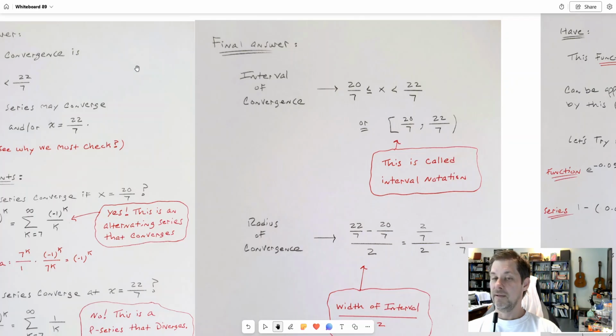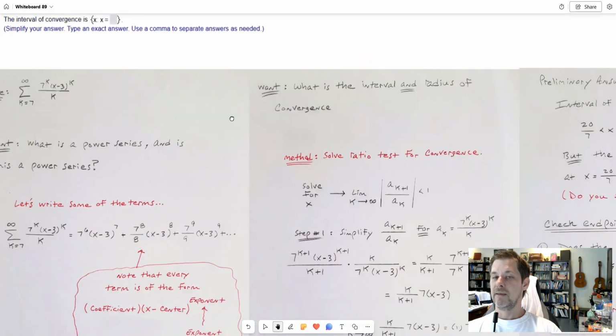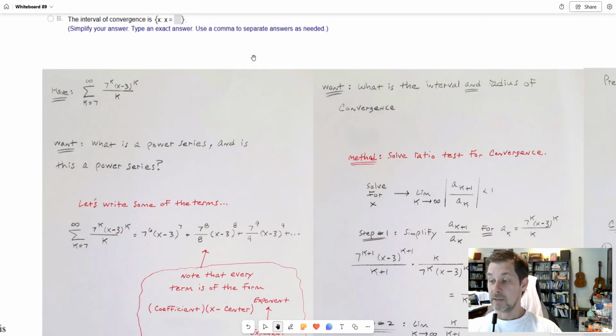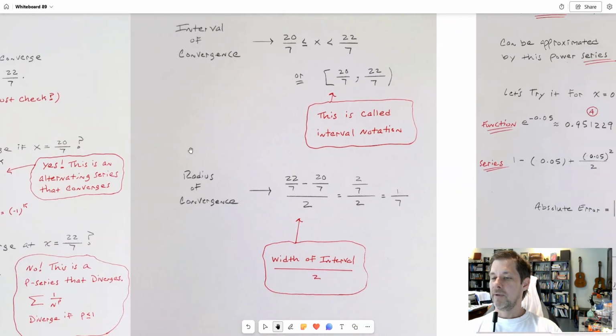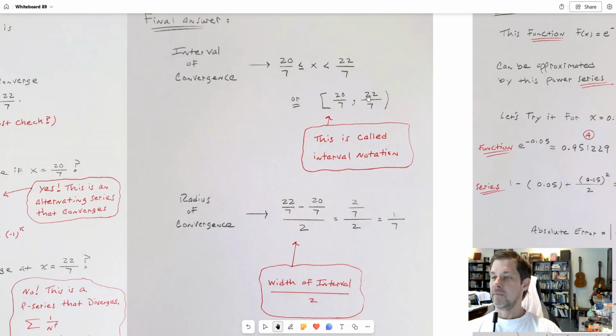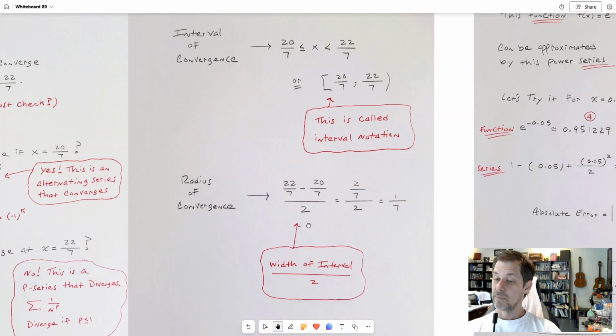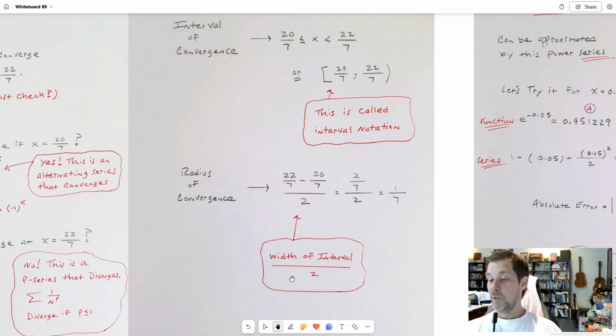Any x in this interval will make this series converge to something. What it would converge to will be beyond this question. Okay, what about the radius of convergence? Here's what we do to find that. We take the right endpoint of the interval minus the left endpoint of the interval, divide by 2. What that gives you is the width of the interval divided by 2. So that turns out to be 1 over 7 in this case.